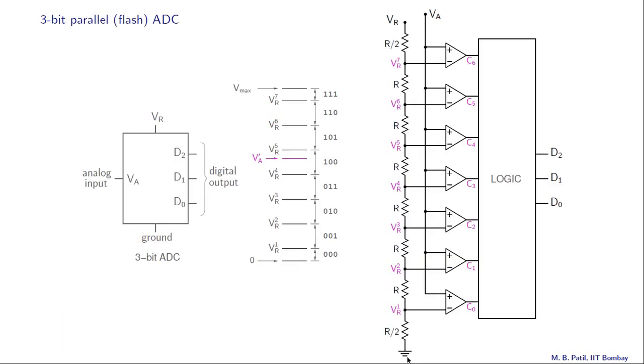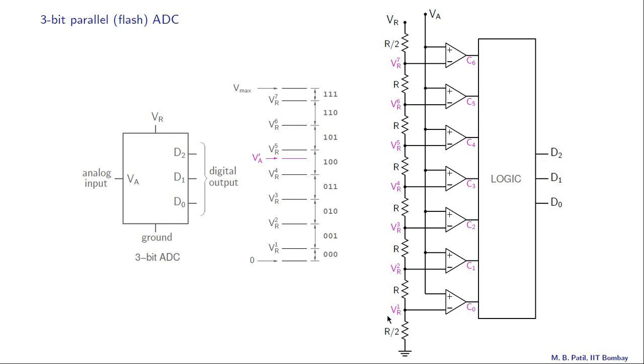Here is a schematic diagram of a 3-bit parallel or flash ADC, and let us see how it works. Let us look at this figure. We need to generate Vr1, Vr2 up to Vr7, that is 7 reference voltages. And that is done by this resistor network over here.